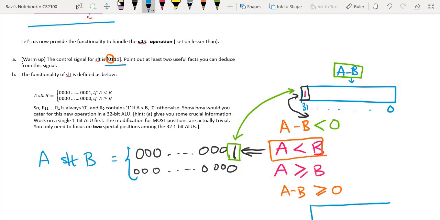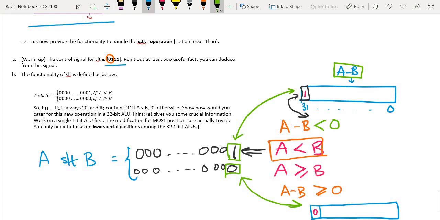For a positive answer, we know that bit 31, which is the most significant bit, would be 0, correct? Which is the result that I'm actually expecting to get if A is greater than or equal to B. So you can see that what I want as the result of the SLT operation is actually bit 31 of the result after I do the subtraction operation. That is the first step that we must understand.